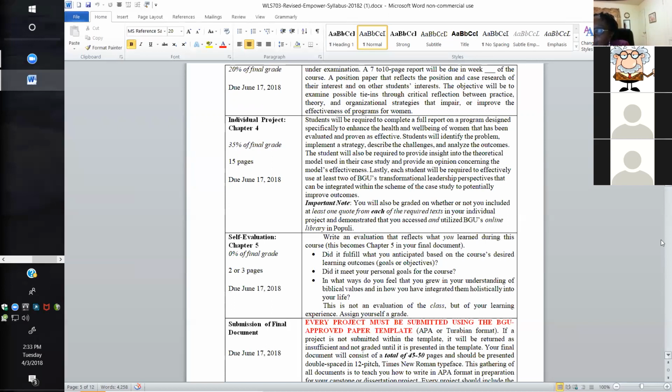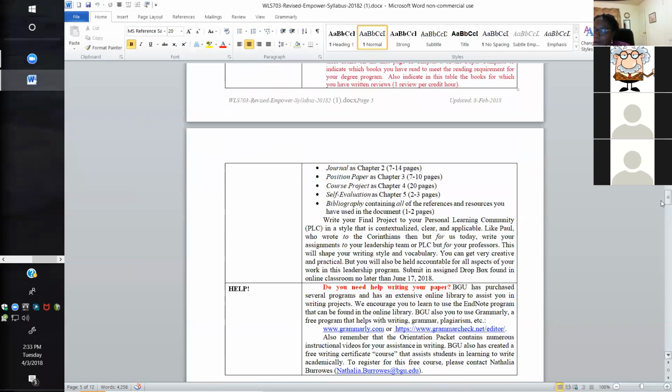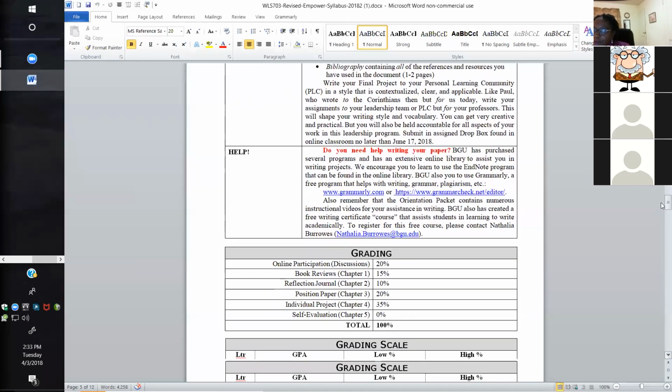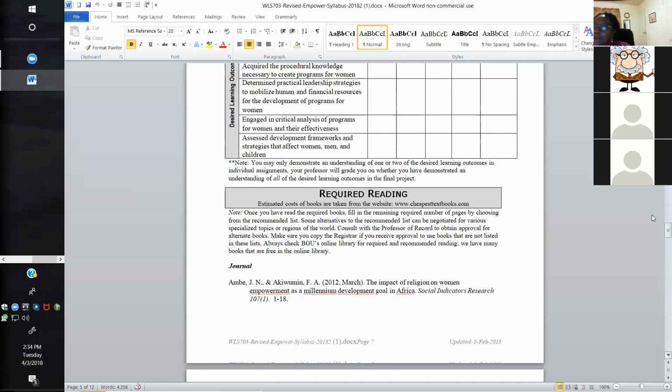In what ways do you feel that you grew into your understanding of the biblical values and in how you have integrated them holistically into your life? Okay, so those are the assignments. Anything else? And you have the grading scale, etc. And then we have the list of the required reading, etc.